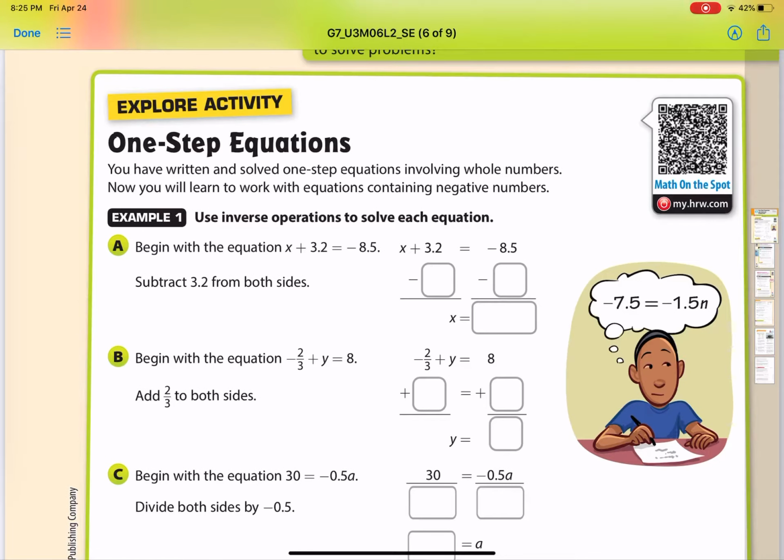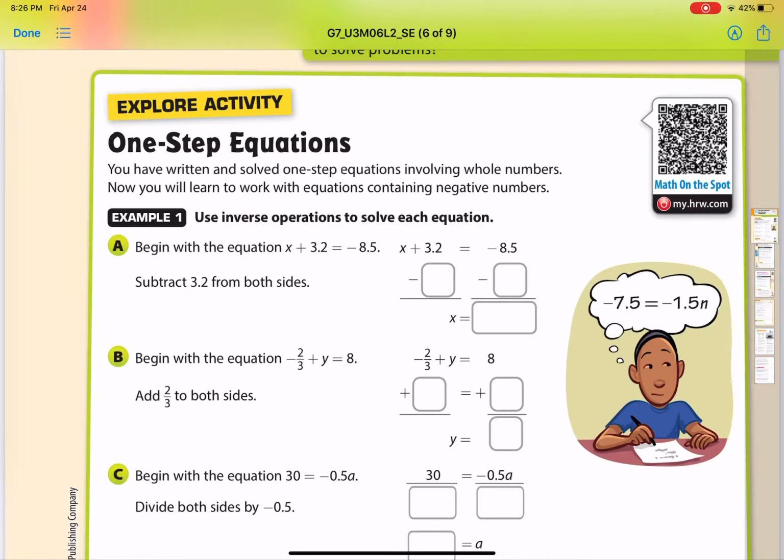We have worked with solving one-step equations when we did the percent proportion. When we isolated the variable, we always divided both sides by whatever number was with that variable. For this lesson, we're throwing in adding, subtracting, multiplying, and dividing, and numbers that could be negative. That's where the rational part comes in, and also decimals or fractions. You have written and solved one-step equations involving whole numbers. Now you will learn to work with equations containing negative numbers.